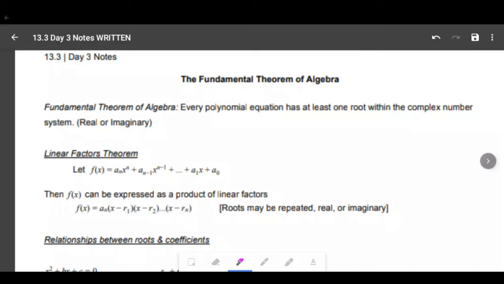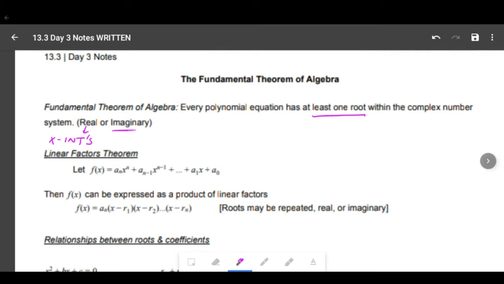Looking at chapter 13, day 3, the fundamental theorem of algebra, where every polynomial equation has at least one root within the complex number system. Now, yesterday we looked at real roots, and if you remember, those appeared as x-intercepts on our graphs, and that's where we were able to find them and do synthetic division or whatever is necessary to find the remaining roots.